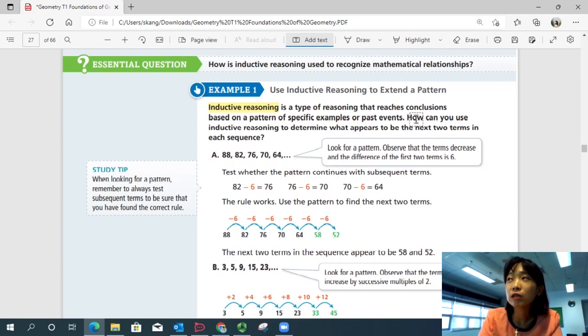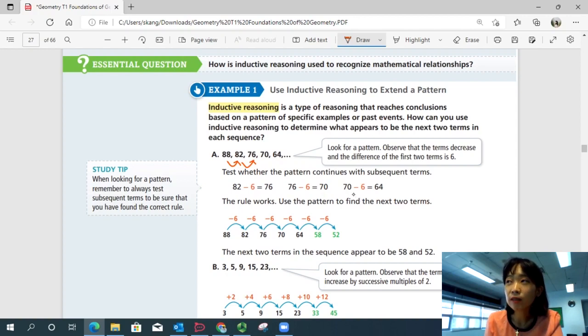So test whether the pattern continues with subsequent terms. What is the pattern we see in part A? 88, 82, 76, 70, 64. First pattern we notice, it's reducing. The number is getting smaller and smaller. But how much smaller is it getting? For each term, we're subtracting 6. So 82 minus 6 is 76, 76 minus 6 is 70, 70 minus 6 is 64. So yes, the pattern continues, and the rule works. Use the pattern to find the next two terms. We can say 58 and 52 would be our next two terms using the same pattern.